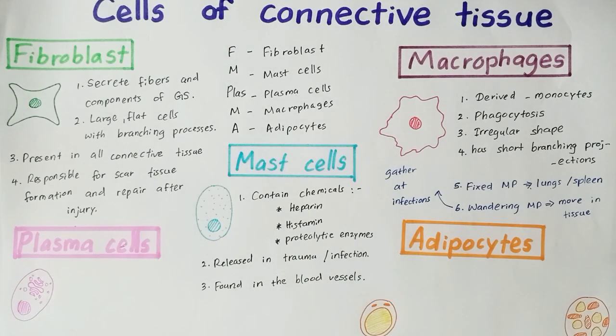Okay, now let's talk about plasma cells. Plasma cells are developed from B lymphocytes. B lymphocytes is also a type of WBC. That means these plasma cells also engage in the immune system of our body. So these plasma cells secrete antibodies. Okay, so these are found in the gastrointestinal tract, respiratory tract, salivary glands, lymph nodes, spleen and red bone marrow.